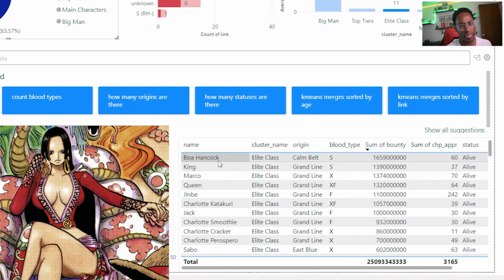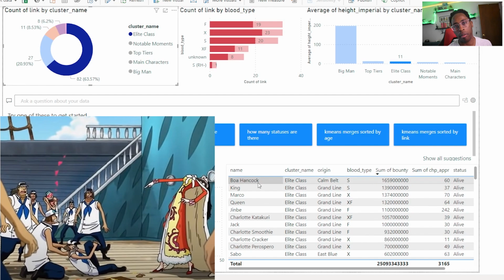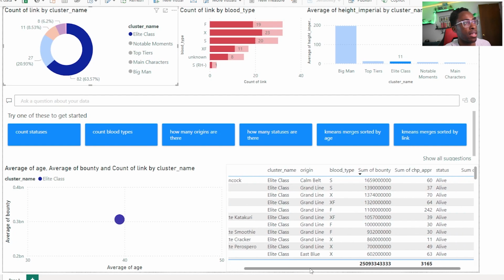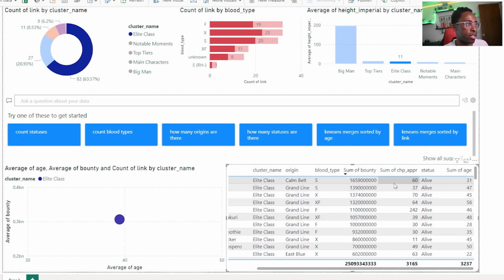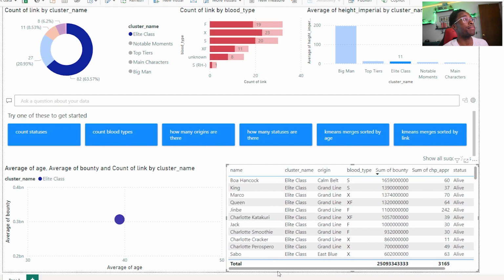Pretty much any character below admiral level that's not Shichibukai, she can effectively take out with her devil fruit. She has all haki abilities, conquerors included, so I would definitely say that Boa Hancock goes in this elite class. She appears in a decent amount of chapters, and she's a 31-year-old individual. I would swipe right. From there, we have King, so he's going to be our first Yonko commander.